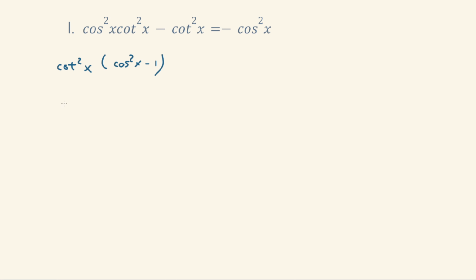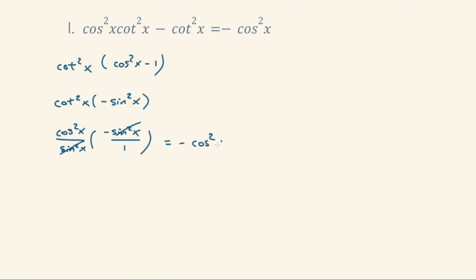Cosine squared x minus 1, we can rewrite that, right, as a minus sine squared x, okay? And this cotangent squared x, maybe we can rewrite this as cos squared x over sine squared x. And here we have a minus sine squared x over 1, right? And so a sine squared in the denominator, a sine squared in the numerator. Those are going to cancel out. You're going to be left with a minus cos squared x over 1, but I'm not going to write the over 1. Okay? And that's what we wanted to show on the right. So that's good as well.